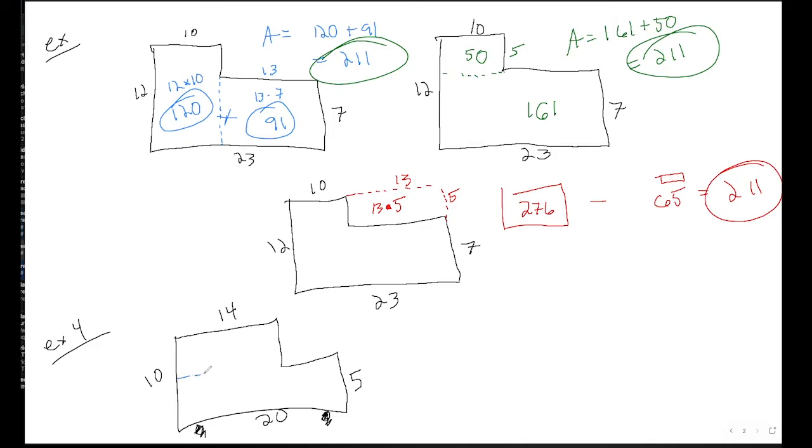I'm gonna do it this way. This is the first way that comes to mind. So if that's 10, that's 5, then that's 5. So let's see, that's 70 there. And then 20 by 5 is 100. Yes, 170. So the area is 70 plus 100, which is 170.